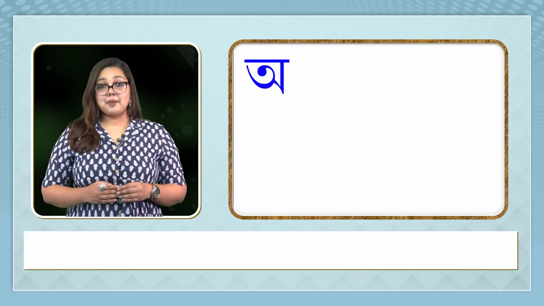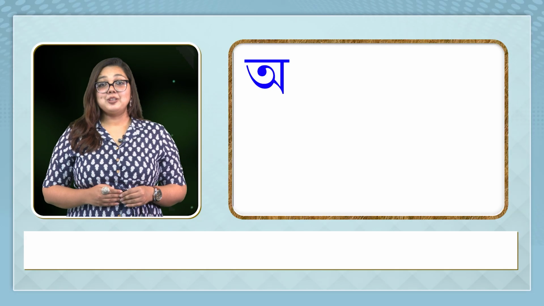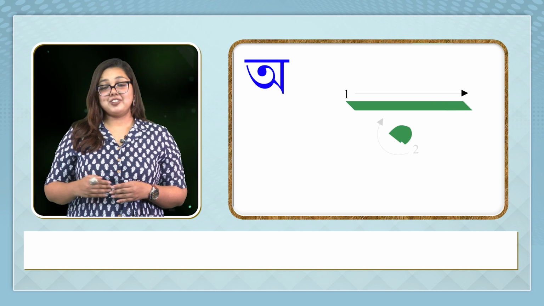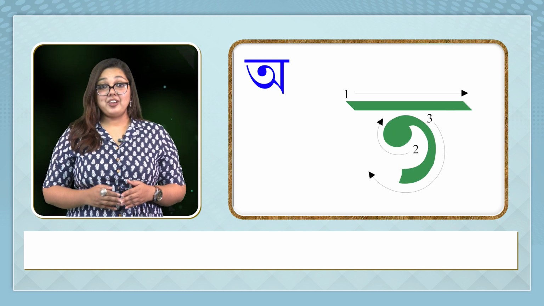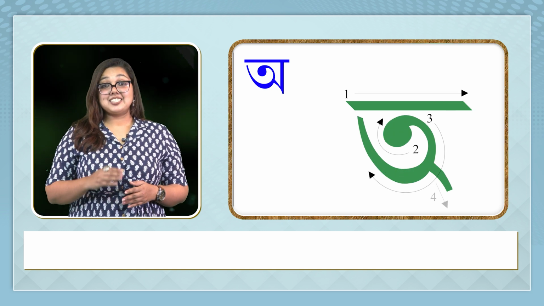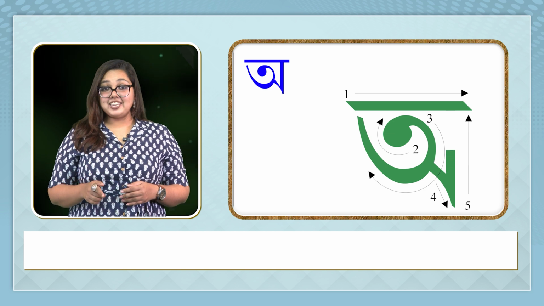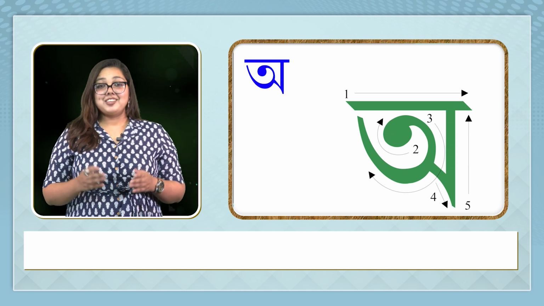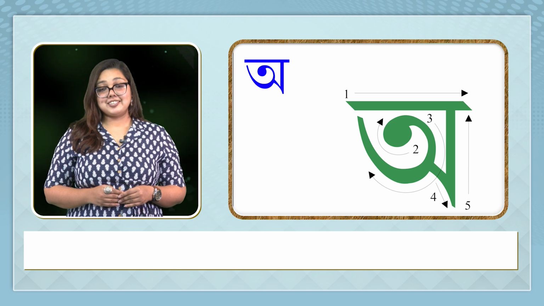Now, let's try to write the letter o using some simple steps. Step 1. As usual, we will begin by drawing the letter to according to the previous instruction. Now, in the next step, extend a slant line downward and then go upward direction till it connects to the matra. You have now successfully written the letter.